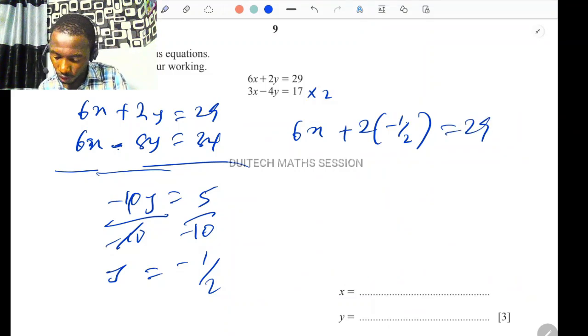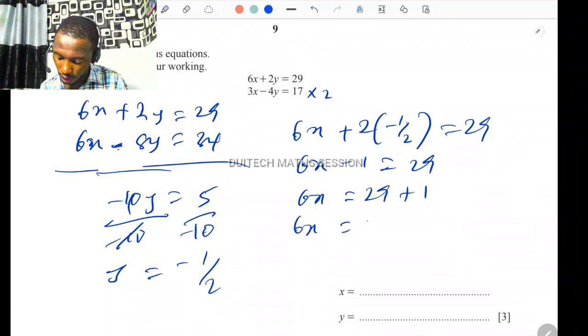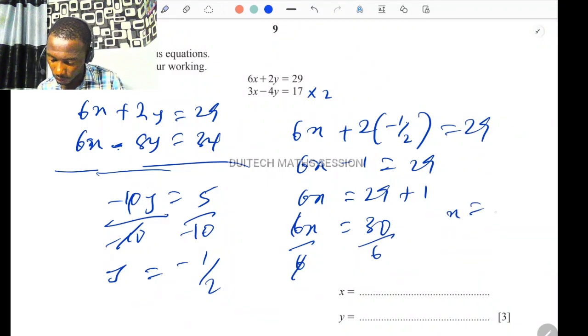So when we do that, we have 6x minus 1 equals 29. So 6x is equal to 29 plus 1. So 6x is equal to 30. Divide both sides by 6 and cancel. x is equal to what? 5. So when my x is equal to 5, my y is equal to minus 1 over 2.